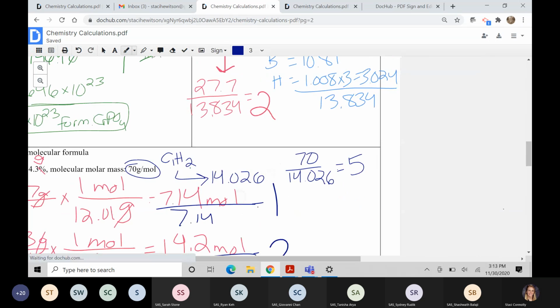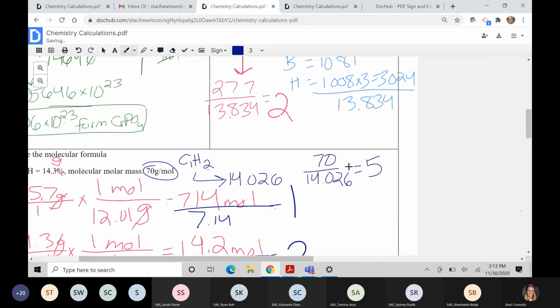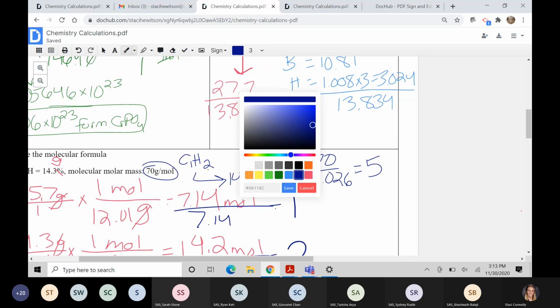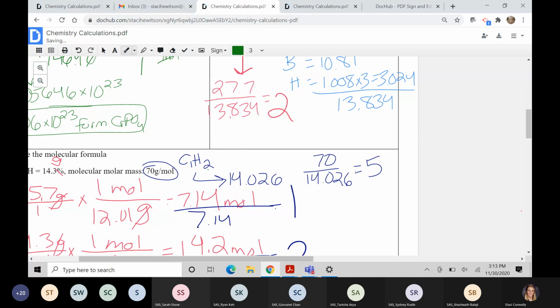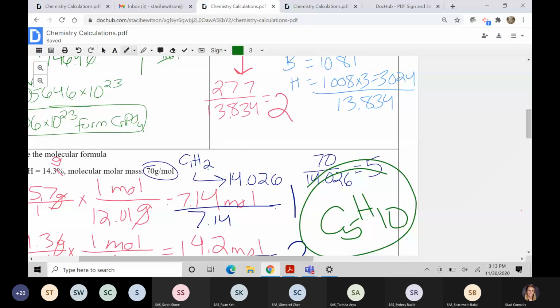So what am I going to do with that 5? I'm going to multiply my subscripts by 5. So instead of C1H2, my answer is now going to be C5H10. That's supposed to be a 5. Sorry, it's messy. C5H10.